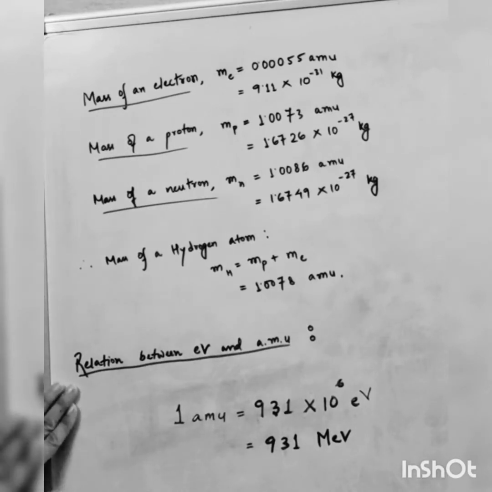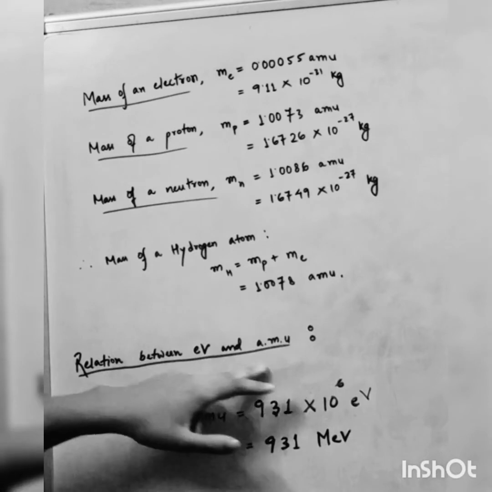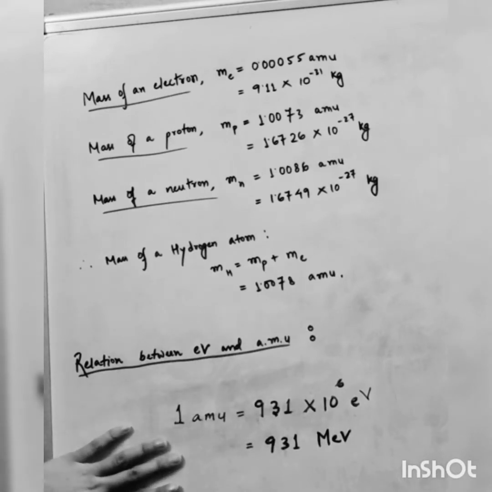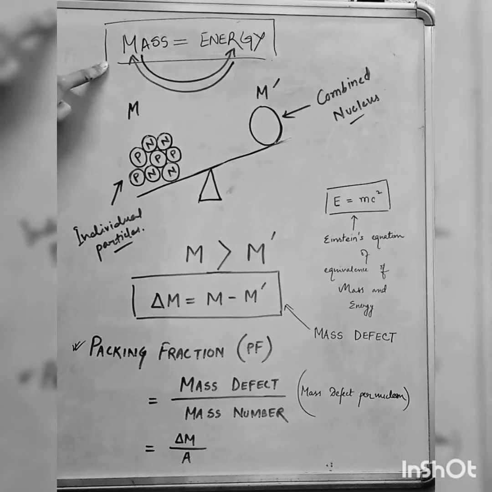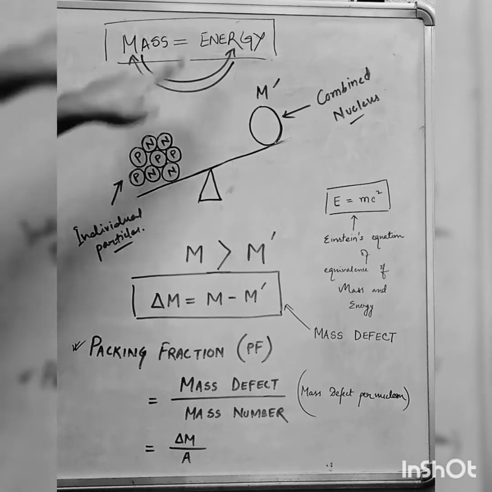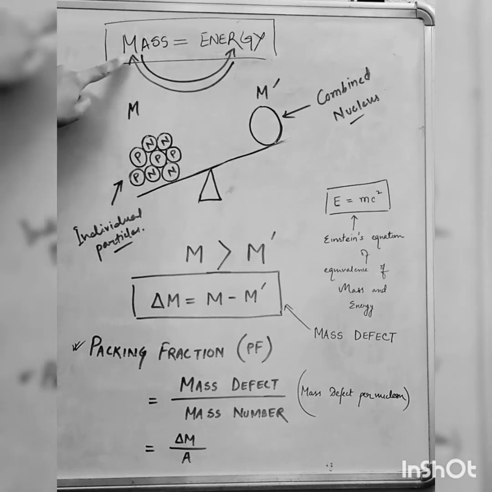And there is a relationship between electron volt and atomic mass unit, which is expressed as 1 AMU is equal to 931 × 10^6 electron volt, which you can also write as 931 mega electron volt, because 1 mega electron volt is equal to 10^6 electron volt. Mass and energy are convertible into each other. That is, mass can be converted into energy and energy can be converted into mass.